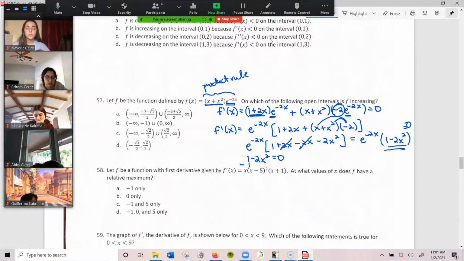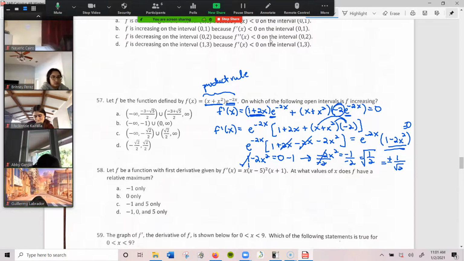So I would subtract the 1, and we have negative 2x squared is equal to negative 1. Divide by negative 2. And then since x squared is equal to 1/2, we would square root, which is 1 over the square root of 2. And it's plus or minus, because remember, anytime you square root, it's positive and negative.